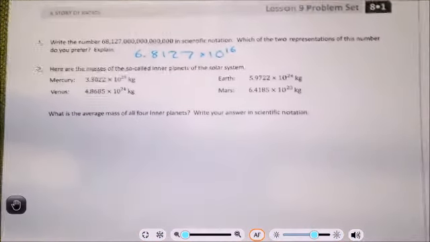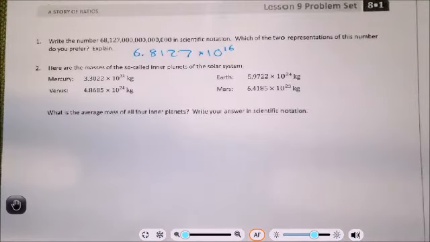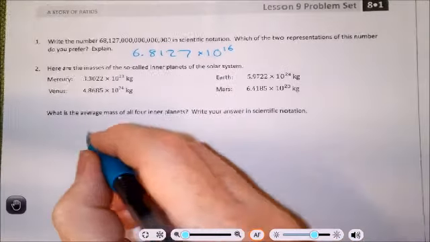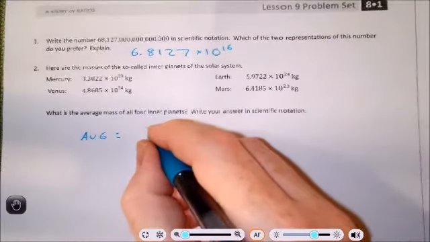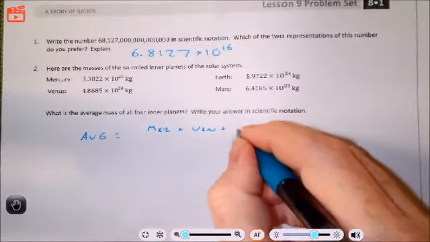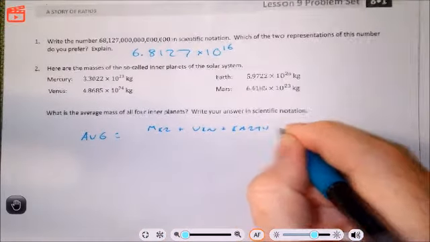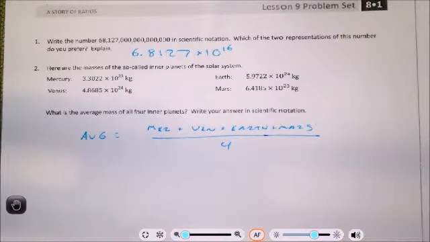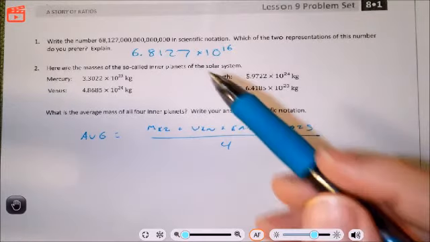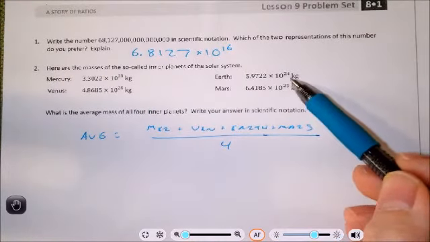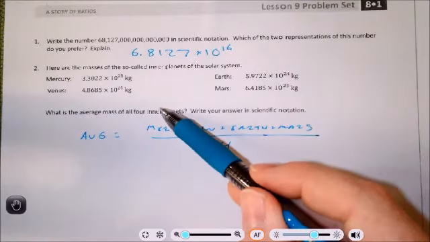For number 2, it's asking for the average mass of all 4 planets. So it gives you 4 masses. For the average, what you have to do is add Mercury, add Venus, add Earth, add Mars, and there are 4 planets, so you're going to divide by 4. Now you will notice that in the scientific notation, the exponents do not match. So you will have to make the place values match.